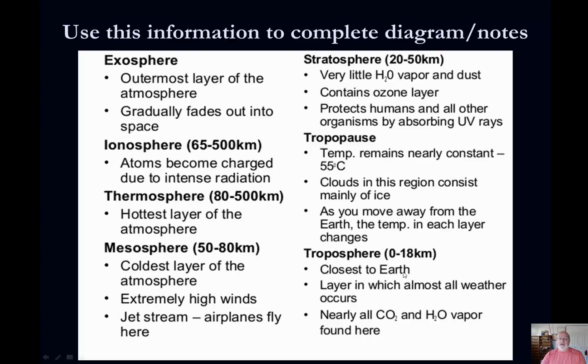This is the closest area to the Earth. This is the layer in which all the weather occurs. It's the layer where we're located and it has almost all the carbon dioxide and water vapor found here. So I'd like you to take these characteristics and actually put them into that diagram.